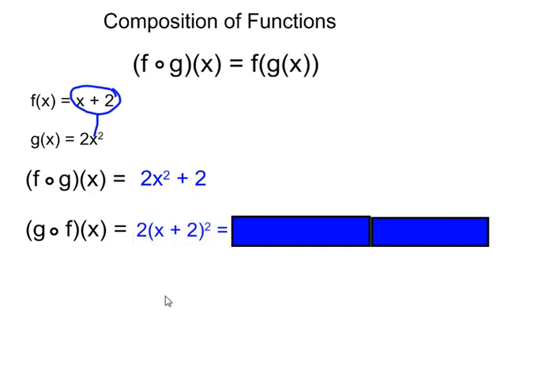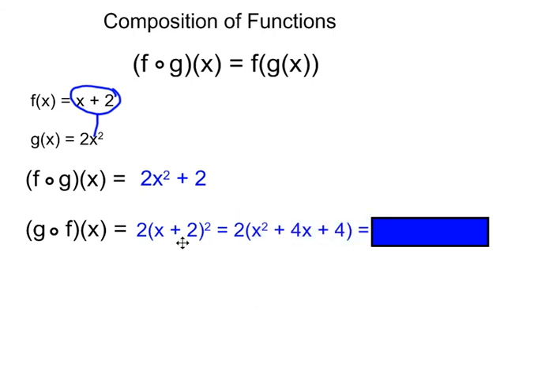See what happens here. I have to create the parentheses, x plus 2, that is squared, and I multiply it times 2. Now when I simplify this, this is going to be a little bit more complicated. X plus 2 times x plus 2, if I extend that out, I get x squared plus 4x plus 4.